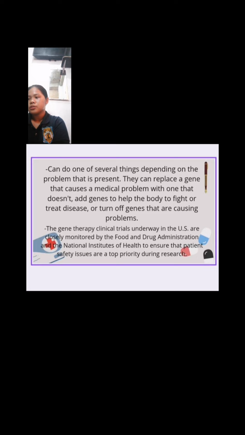two solutions. Gene therapy can do one of several things depending on the problem that is present. They can replace a gene that causes a medical problem with one that doesn't, and also add genes to help the body fight or treat disease, or turn off genes that are causing problems. And the other solution here is that the gene therapy clinical trials underway in the US are closely monitored by the FDA or the Food and Drug Administration and the National Institutes of Health to ensure that patient safety issues are a top priority during research.